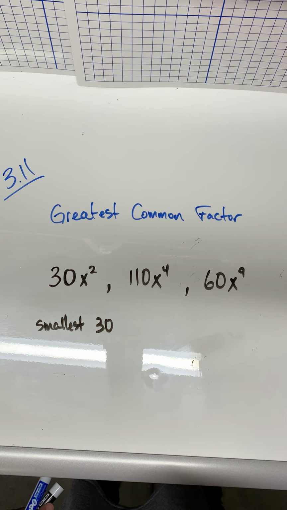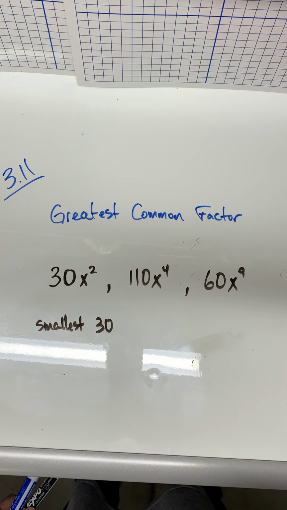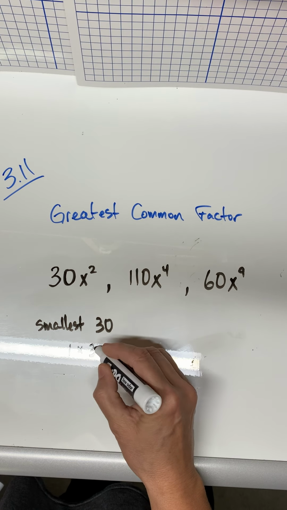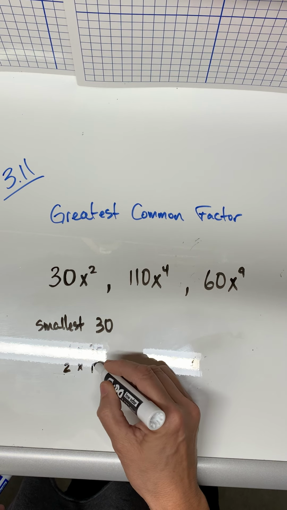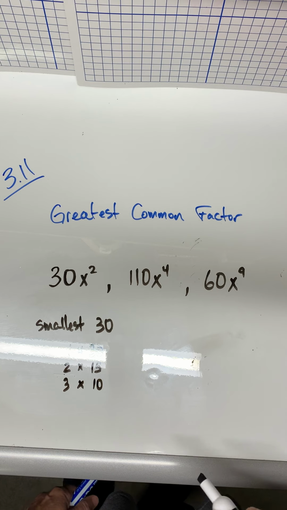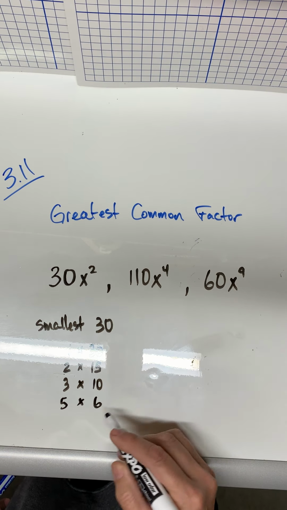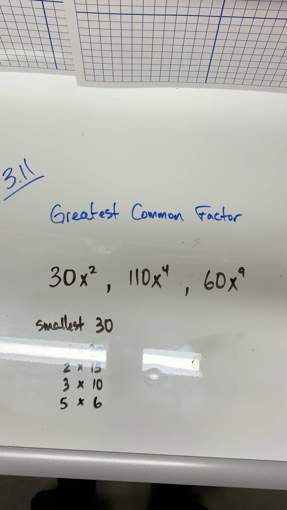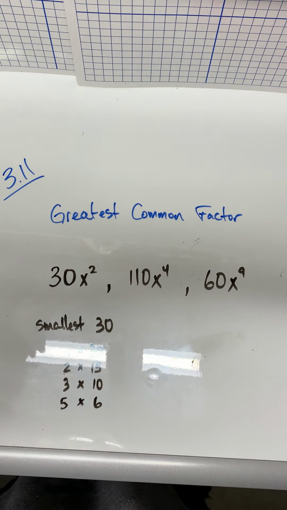So now I would go down to the next smallest factor of 30. Now that's a little bit trickier for some people. What are the factors of 30? Well, you can list them out if you don't just know them off the top of your head. 1 times 30, 2 times 15, 3 times 10, 4 does not go in, 5 times 6, and then my next number would be 6, which I already have there, so I know I've exhausted the total factors there.